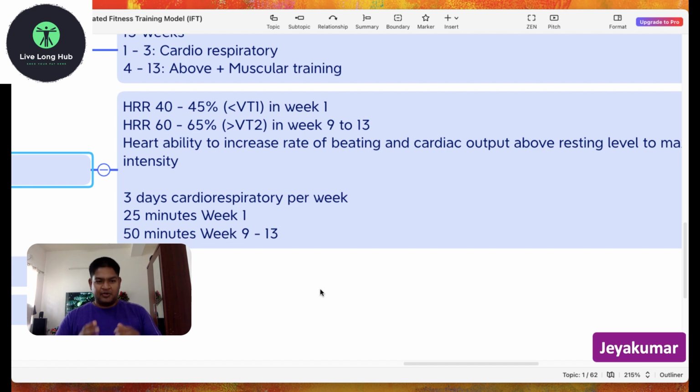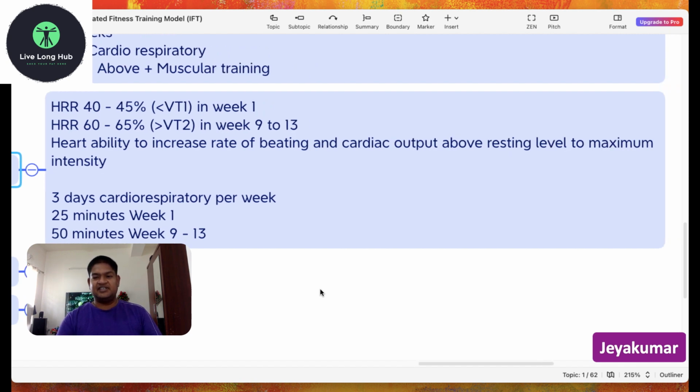So here, what do you mean by HRR is basically the heart's ability to increase the rate of beating from a resting level to the maximum intensity. So here basically, the two groups, one is the IFT group and second is the standard group. They will be doing 3 days cardiorespiratory per week, which involves 25 minutes of cardiorespiratory training in the first week, and then it will be increased to 15 minutes from week 9 to 13.